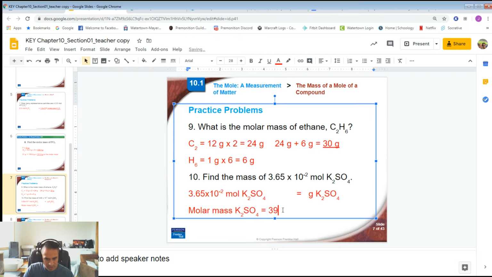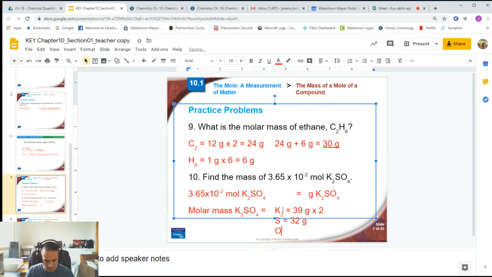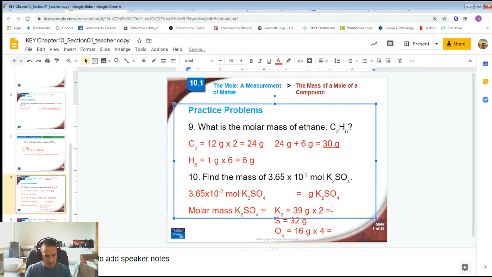So this is going to be 39 grams for the potassiums, times 2. Potassium K2 is equal to 39 grams times 2. Sulfur was about 32 grams, and then oxygen, or O4, is equal to 16 grams times 4 equals. And then we'll add all these together. Okay, so 39 times 2 is 78 grams. 16 times 4, I probably should be able to do this in my head, but I'm going to do it on a calculator anyway, just to be safe.